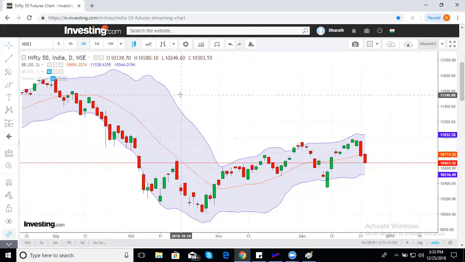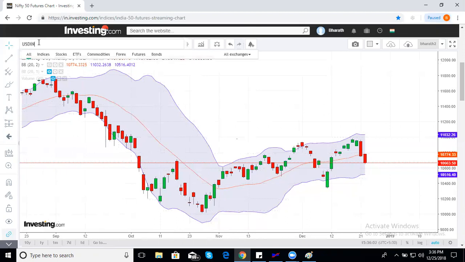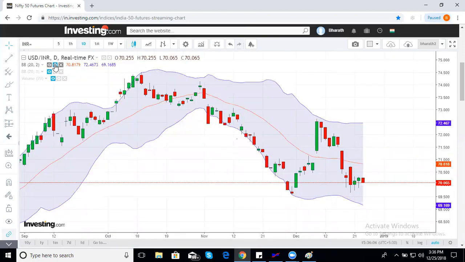What we spoke before this was a top reversal and this bottom reversal. If you are short and if you see this kind of an action, it is better to be careful. This is exactly what I'm seeing right now in USD INR. Somebody said USD INR. Look at this.